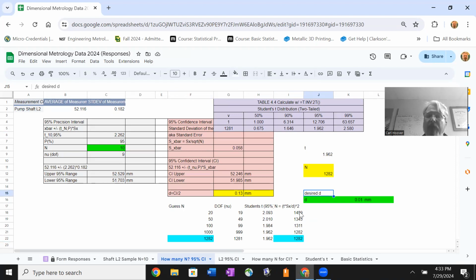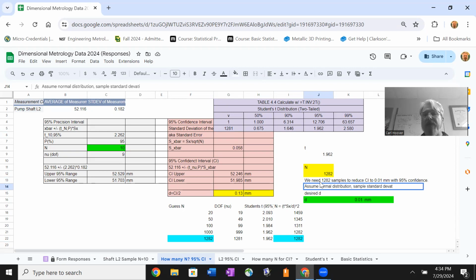So that's a bit of a clunky manual process, but it technically is getting the job done in terms of helping us identify the number of samples. So in truth here, we would say that we need 1282 samples to reduce CI to 0.01 millimeters with 95% confidence. And we should also say, big assumption, that we are assuming a normal distribution. And we're assuming that the sample standard deviation is the same as the population standard deviation, which may or may not be correct. And we'd have to check that after we increase the sample size.